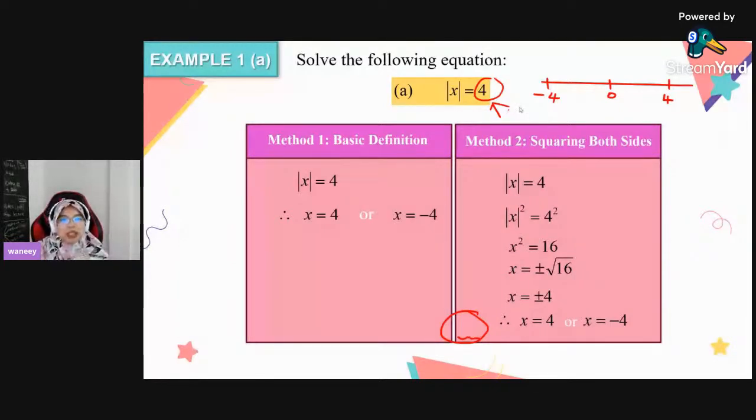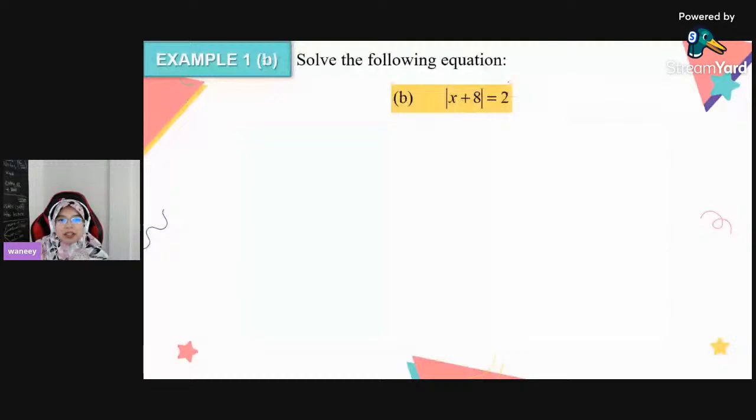Okay, so this one, the same thing actually, because on the right hand side, we have some constant. So we can actually have two methods. You can use basic definition or you can use squaring both sides. Okay, so draw a number line. So this is 0. The right hand side, the value is 2. So this is 2 units. This is negative 2 units.